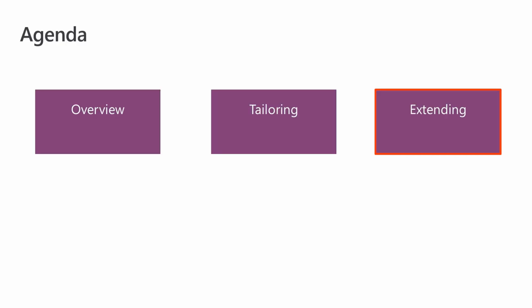In the first module, the Overview module, we covered a high-level overview of the Power Platform and some of the capabilities you can do from top to bottom. In the second module, Tailoring, we looked at how you can tailor the Power Platform, build applications, build flows, and really make it your own, matching your requirements.